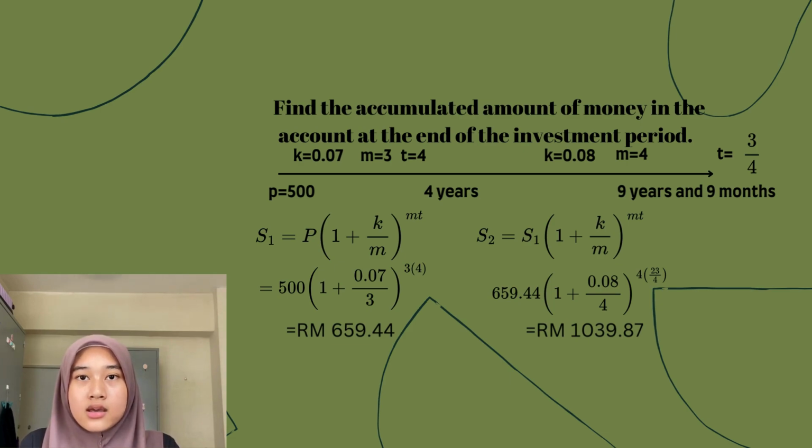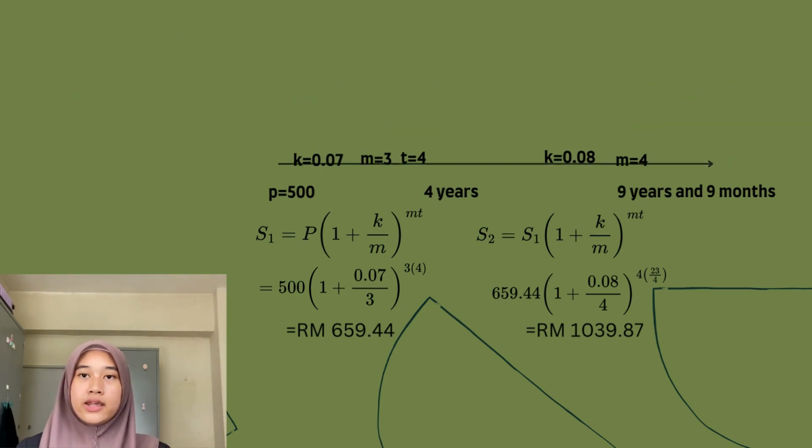659 and 44 cents. Next, to find the accumulated amount for the end of the period, we use the same formula. So the previous S becomes the new P. RM 659 and 44 cents. Open bracket 1 plus 0.08 over 4 close bracket to the power of 4 times 4. So the answer that I got is RM 1039 ringgit and 87 cents.